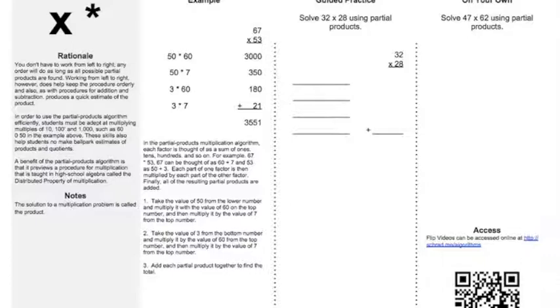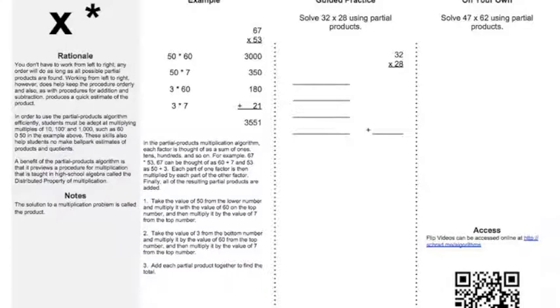In partial products, it keeps things nice and neat, but it's important to make sure you're working in an order. These skills are great because they help people make a ballpark estimate. Partial products will help teach a procedure that's going to be taught later on when students get into algebra or high school. It's called the distributive property of multiplication, and it just means that one number goes into the others, and we'll talk about what that means, okay?